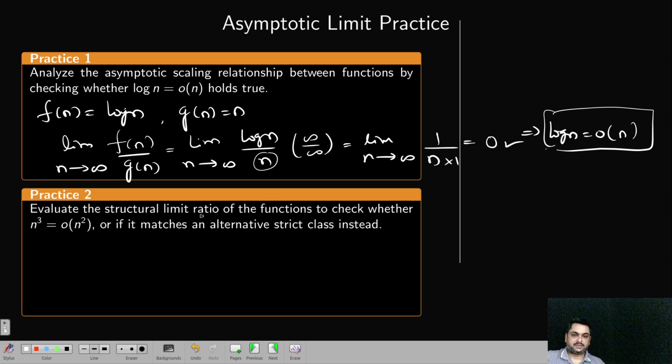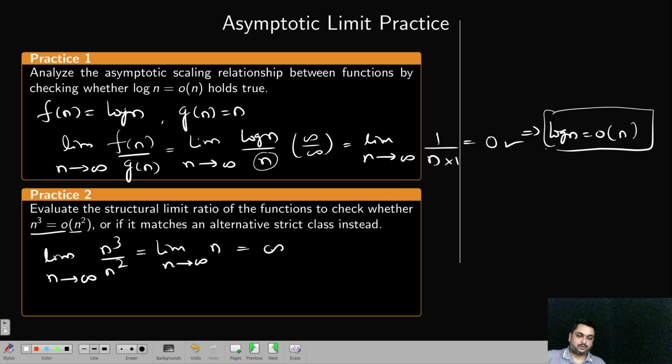Next, evaluate the structural limit ratio of the functions to check whether n cube equals little o of n square. Here, the limit as n approaches infinity of n cube divided by n square is the limit of n, which is infinity. It's not 0. Hence, n cube is not equal to little o of n square. Obviously, you can see that n cube is larger compared to n square.